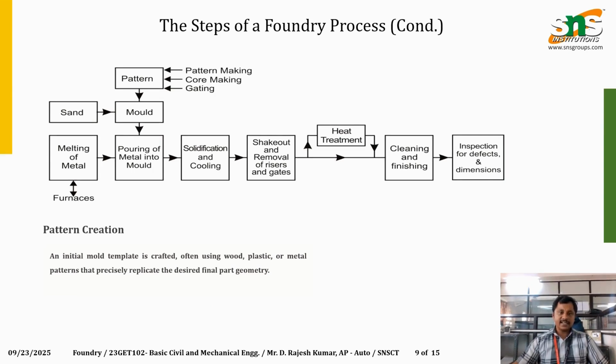So once again, you can see the flow chart, right? The first process is pattern making. Pattern is nothing but the required shape. For example, if this pen is to be manufactured, this pen is to be made as a pattern and impressed on sand, like kids play on a beach, no? Likewise, the sand is impressed with the required shape. This is called a pattern, right?